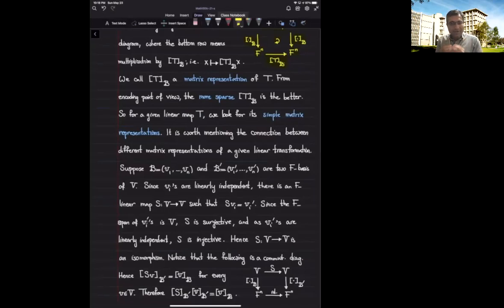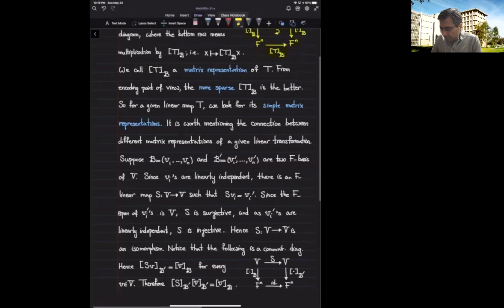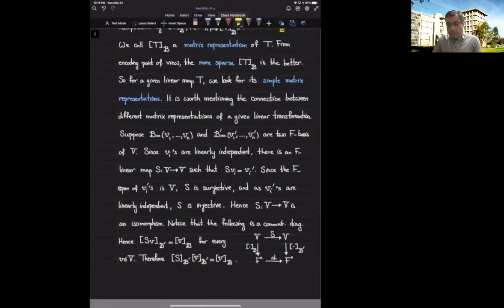So if we can find a sparse matrix representation of T, then that would be nice. That would be good from many angles, both a computational point of view and a theoretical point of view. So our next goal is to find a sparse matrix representation for a given linear map T. Now, before getting more involved with finding a sparse matrix, let's try to understand the connection between two such matrices. So I give you a linear map.